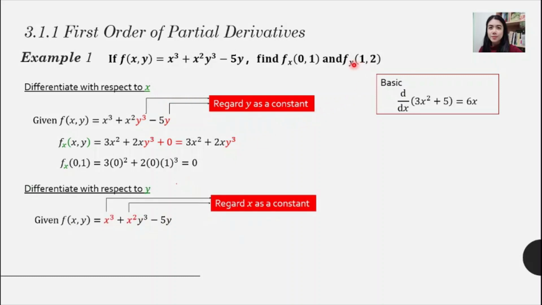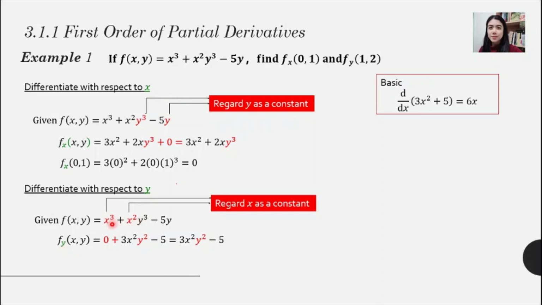Now for the next question, they ask you to differentiate with respect to y first, because they say fy(1,2), right? So we're going to settle with the differentiation first. We differentiate with respect to y. So you treat the x as constant now. All the x that you see here are all constant. So we want to differentiate with respect to y. The notation is just a small y next to the function.